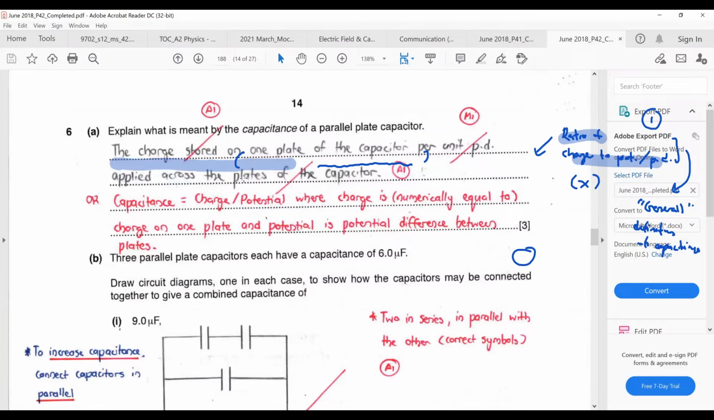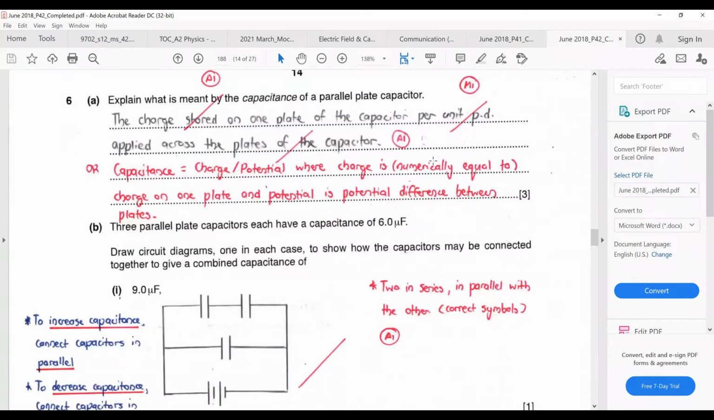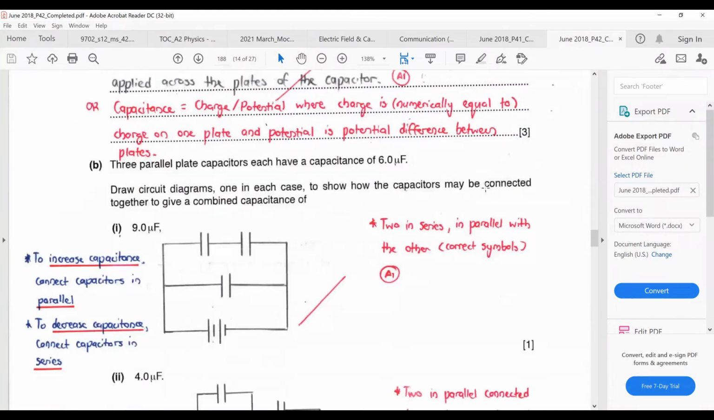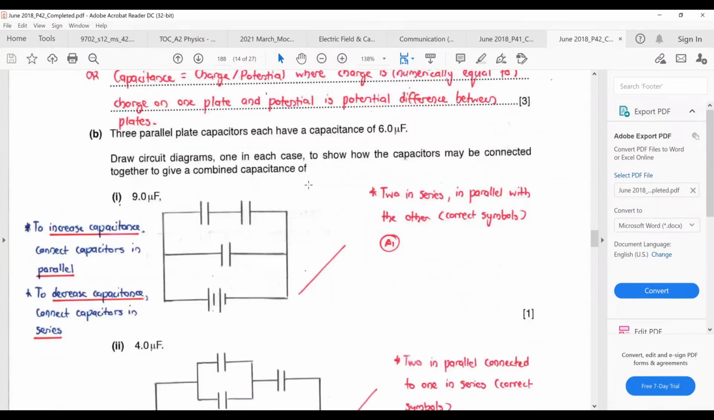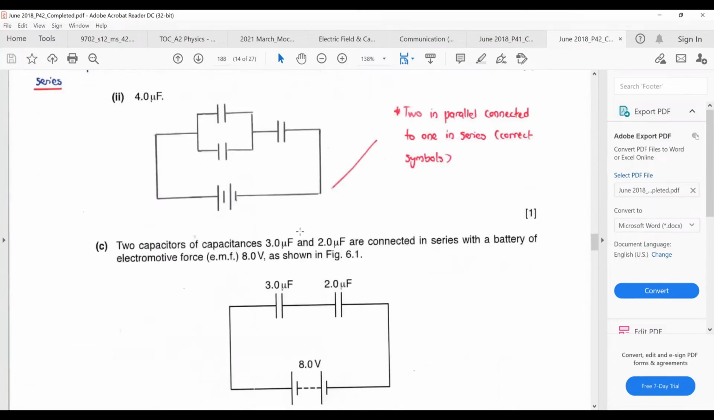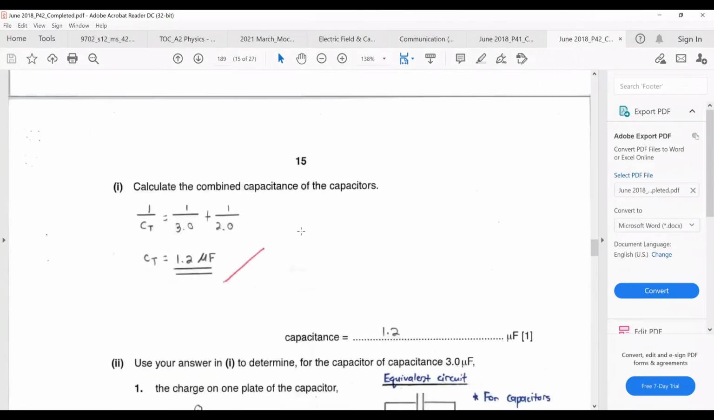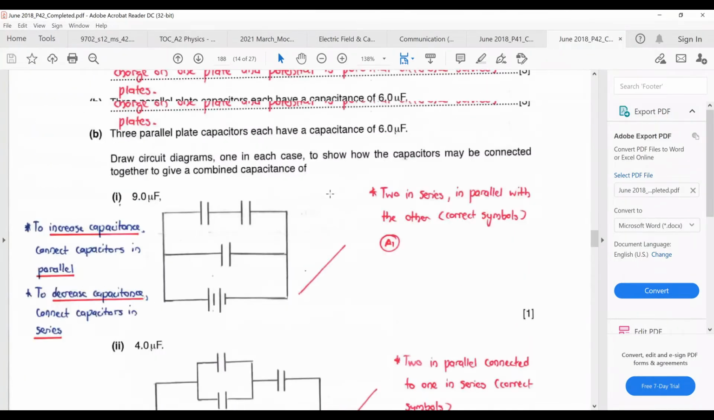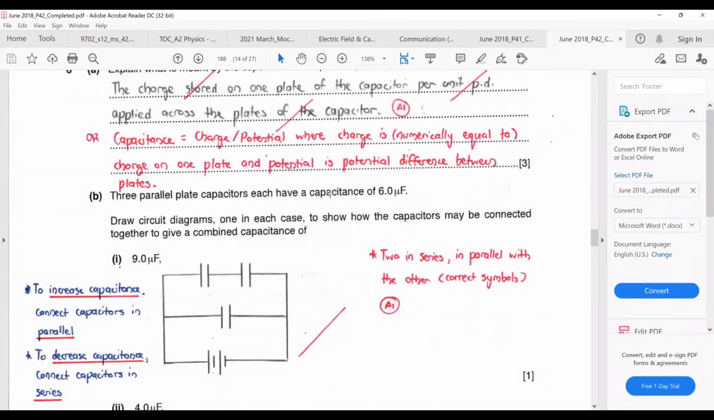Okay, then after that, if you look at part B, part B is three parallel plate capacitors, each have a capacitance of 6 microfarad. Draw circuit diagrams, one in each case, to show how the capacitors may be connected together to give a combined capacitance of 9 microfarad and 4 microfarads. Okay, so this one doesn't really need you to do much.